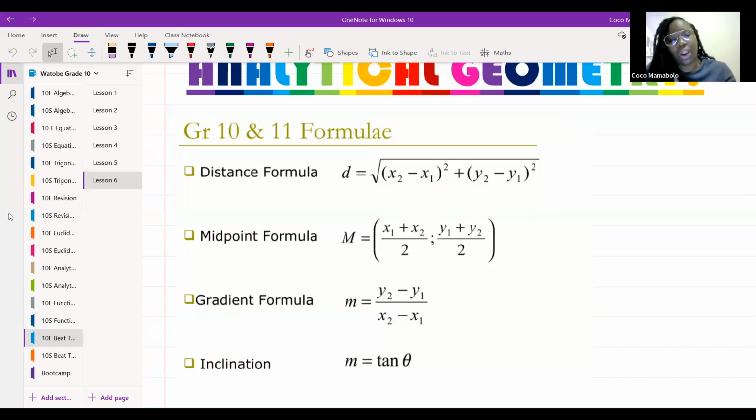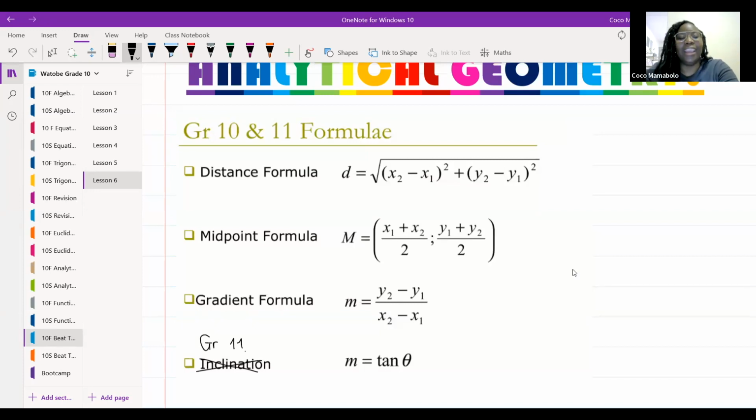So the crux of analytical geometry that we need to be very, very cognizant of, guys, is that if we do not know our formulas, and if we don't know how to use our formulas, analytical geometry is going to be difficult. Okay. This is angle of inclination. This is grade 10. This is grade 11. So we don't have to worry about this one for now. Don't stress about angles of inclination. It's grade 11 work. So don't stress.